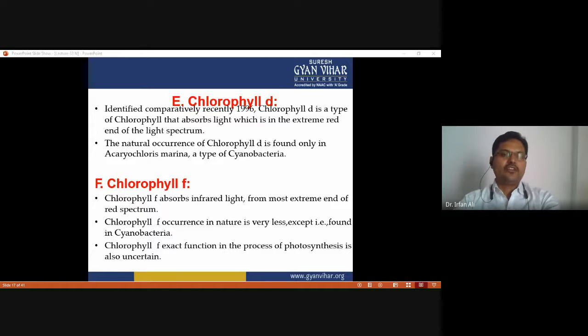And chlorophyll F. Chlorophyll F absorbs infrared light from the most extreme end of the red spectrum. Chlorophyll F occurs in nature very rarely, except in some of the cyanobacteria. And the exact function of chlorophyll F in the process of photosynthesis is also uncertain, but it is found in the light harvesting complex.